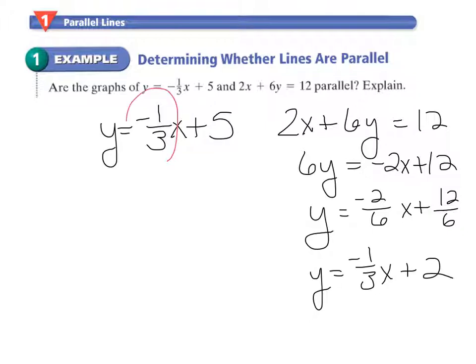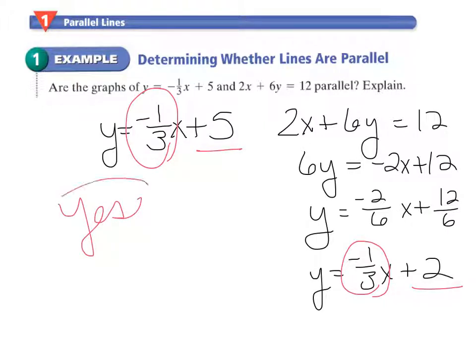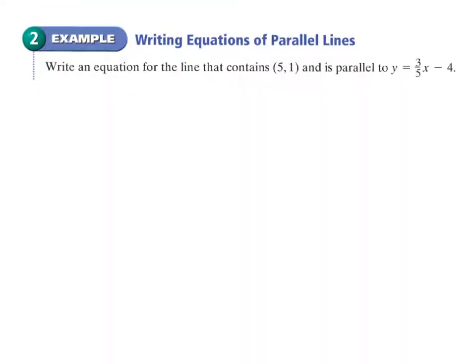You will notice that the slope of the first equation is negative 1/3. The slope of the second equation is the same. Their y-intercepts are different. So are they parallel? Yes. These lines are parallel. Why? Because they have the same slope but different y-intercepts. Now we can use the fact that parallel lines have the same slope to write an equation of a line parallel to a given line.